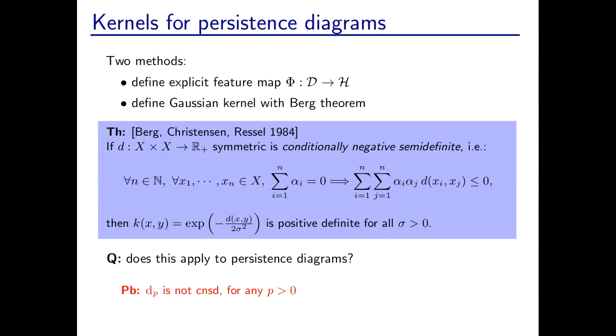The problem here for diagrams is that we're dealing with kind of complicated metrics, by looking at best matching between points. So I guess this is why it's kind of hard to show that it's actually not CNSD, but I guess one of the reasons is that the metric is itself not that simple.